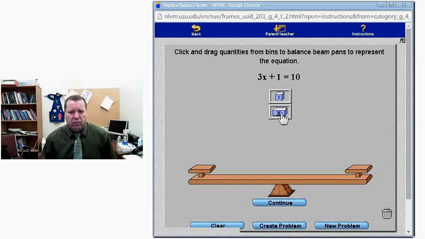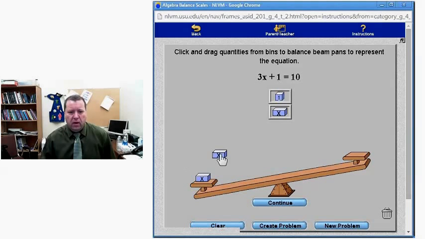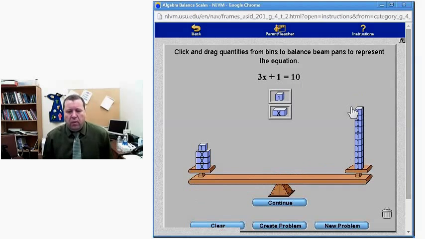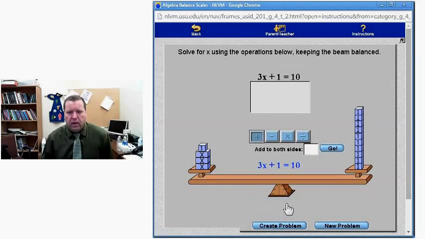So to start, we have to represent 3x on one side of the equation, and we'll represent the plus 1. And on the other side of the equation, we have to represent 10. So we'll put 10 blocks on the other side. Now, when we do that, we have our equation in balance. We have 3x plus 1 on one side of the equation and 10 on the other side of the equation. So we are going to press continue, and we're going to start to solve.